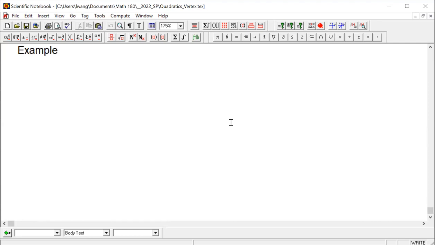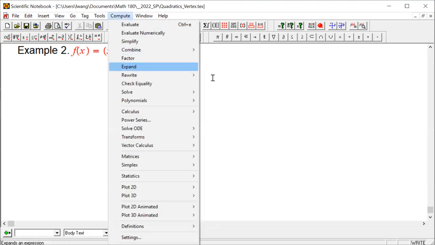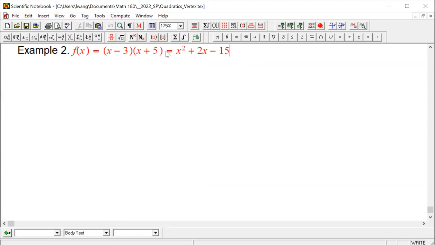Example number 2. We are also finding the vertex. What we have here is x minus 3 multiplied by x plus 5. In this function, it's a quadratic function. Of course, you can FOIL it and you get this form. But since you already have the factored form, you can also use the method in the first one, but here I'm going to do it differently.